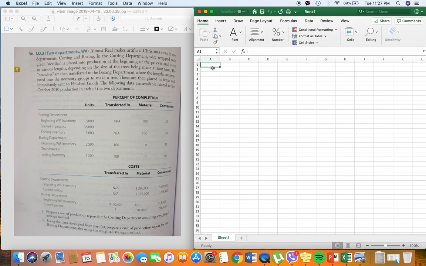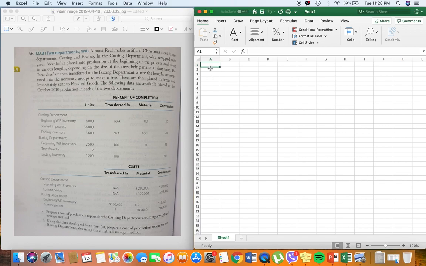The following data are available related to the October 2010 production in each of the two departments. So we are given the actual number of units in the cutting and boxing department as well as the percentage of completion. Of course, we also have the cost, so the costs in the cutting department and the boxing department. So the problem requires us to prepare a cost of production report for the cutting department assuming a weighted average method, and also to prepare a cost of production report for the boxing department also using the weighted average method.